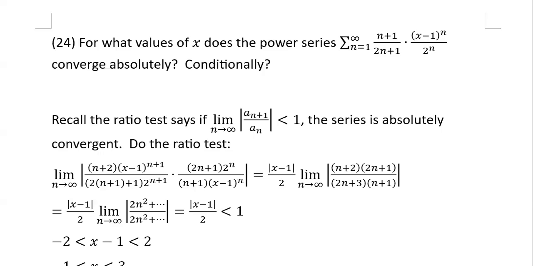Number 24, for what values of x does the power series converge absolutely, conditionally? This is an interesting problem in that if you've been following along in this series, this is asking about interval of convergence actually, but it's asking it a little differently. It doesn't just ask for what values of x does this power series converge. That's what we've been doing in the other problems. This time it's asking for what values of x does it absolutely converge and conditionally converge.